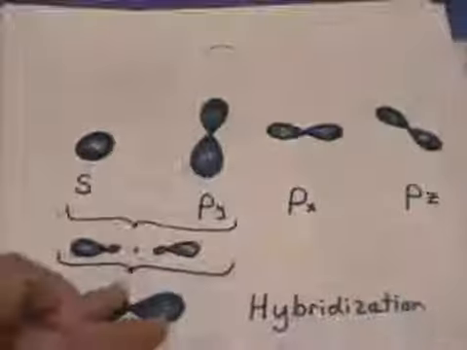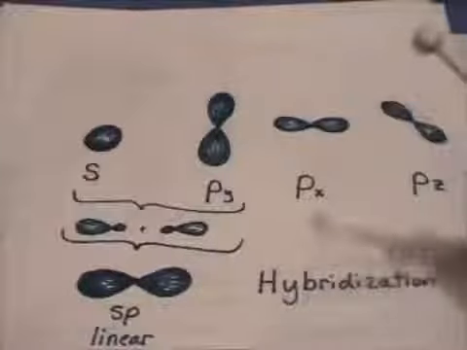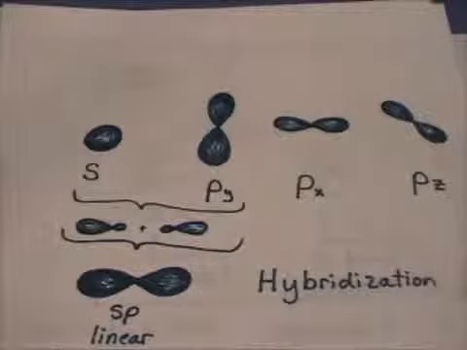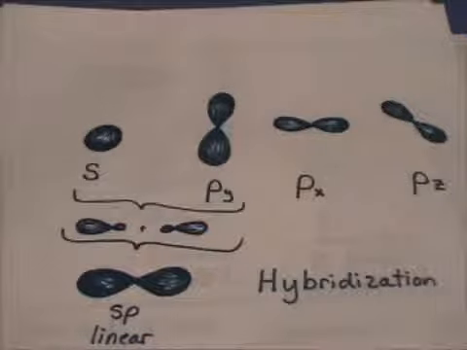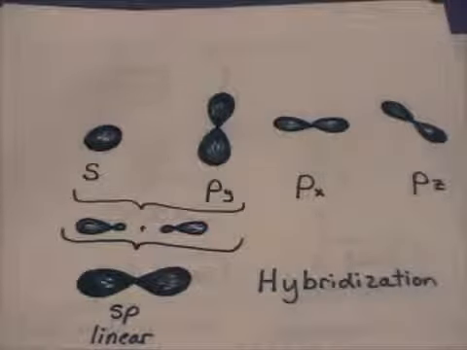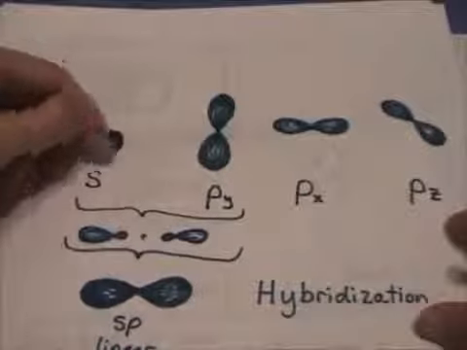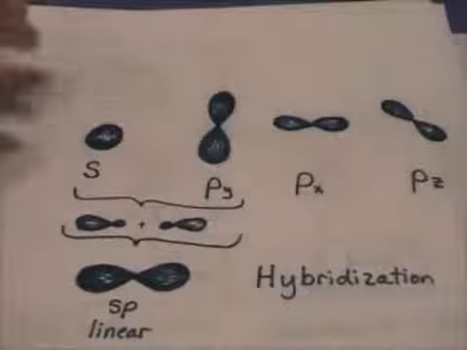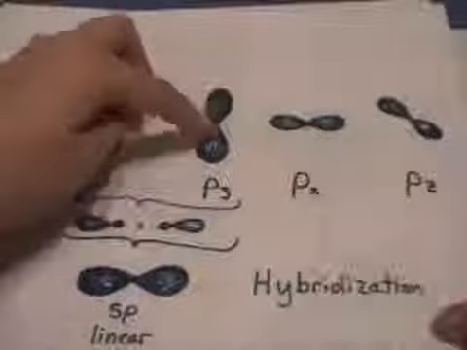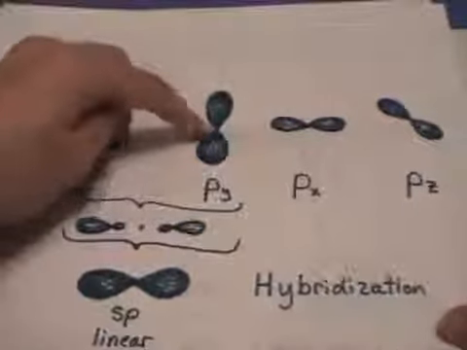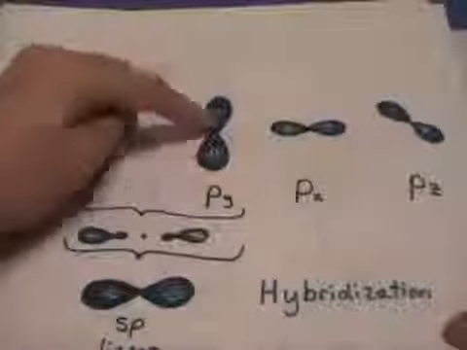What do I mean by sp? Well, an s orbital is a sphere. A p orbital is a dumbbell. And these are just shapes that describe the probability of finding an electron in that space. So in an s orbital, the electron could be anywhere in that sphere. In a p orbital, the electron could be anywhere above or below the nucleus in this nice little dumbbell shape.